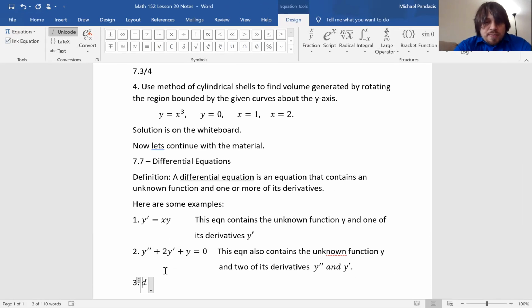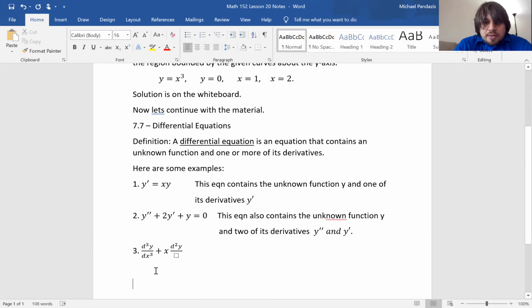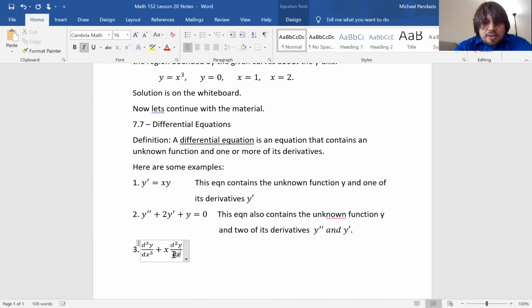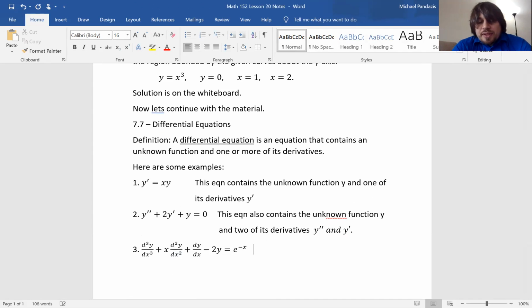Then another equation: d3y/dx3 plus x times d2y/dx2 plus dy/dx minus 2y is equal to e to the negative x. This is also a differential equation. It contains an unknown function y and one or more of its derivatives. Specifically, it contains three: the first derivative, second derivative, and third derivative.